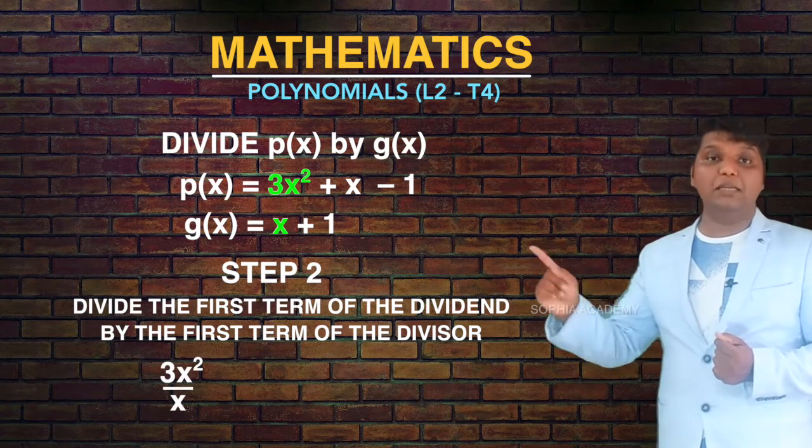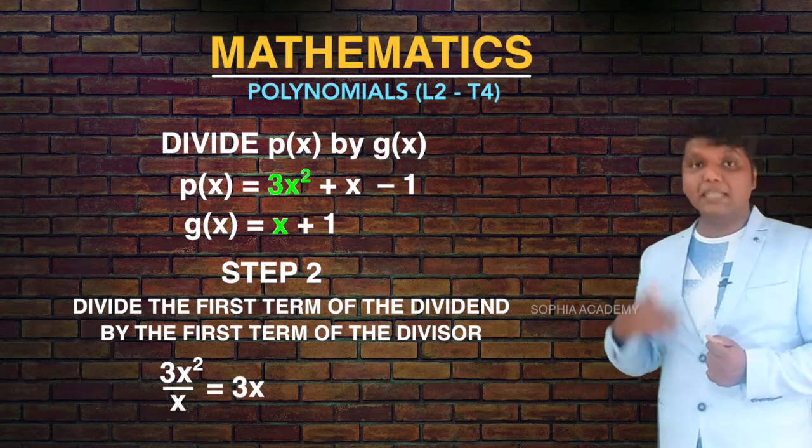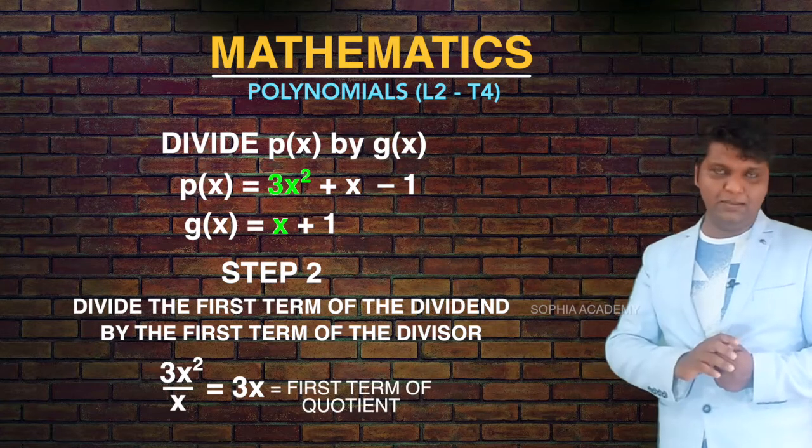Taking both of the first terms and dividing them, 3x square divided by x. X and x will get cancelled. 3x you will get, right? And this 3x will be the first term of your quotient.